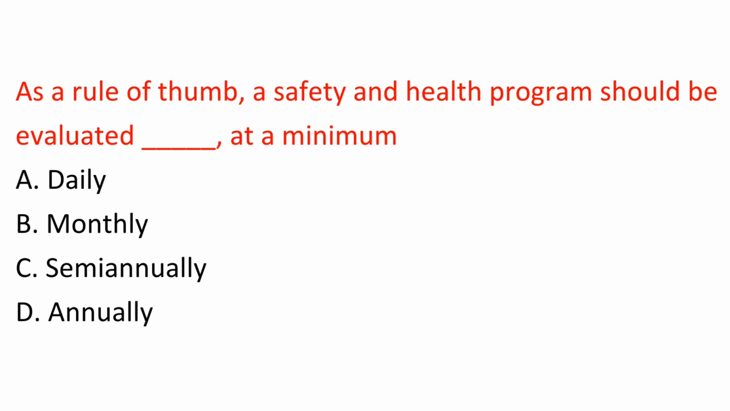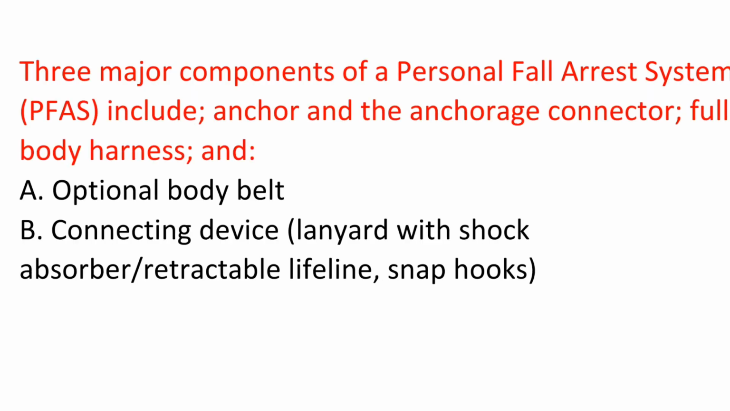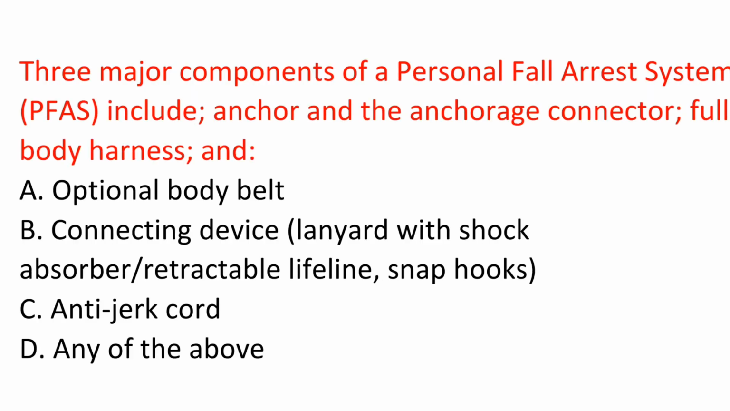Question. As a rule of thumb, a safety and health program should be evaluated, at a minimum: A. Daily. B. Monthly. C. Semi-annually. D. Annually. Answer. D. Annually.